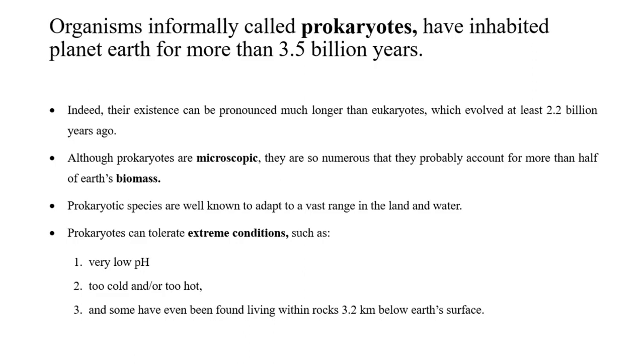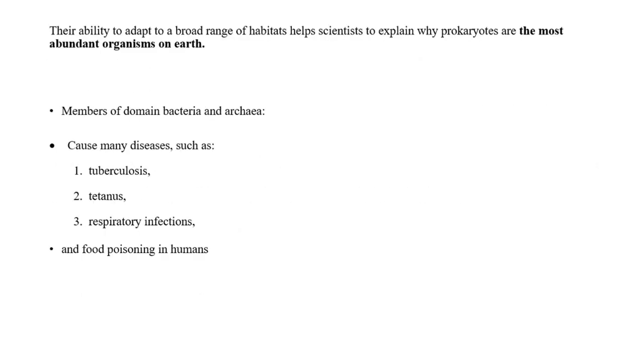And some have been found living within rocks below 3.2 kilometers of the Earth's surface. So that's quite something, to be able to tolerate such conditions. And their ability to adapt to a broad range of habitats helps us, as scientists, to explain why these prokaryotes are the most abundant organisms on Earth.